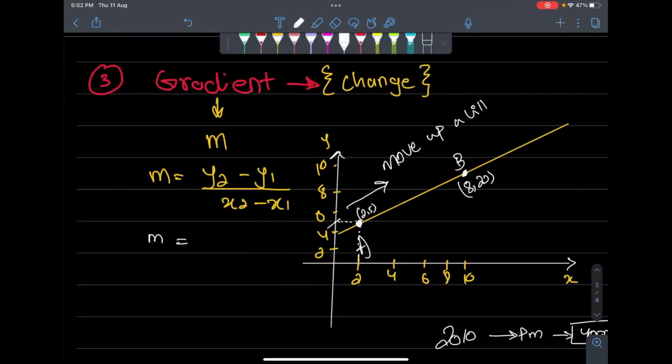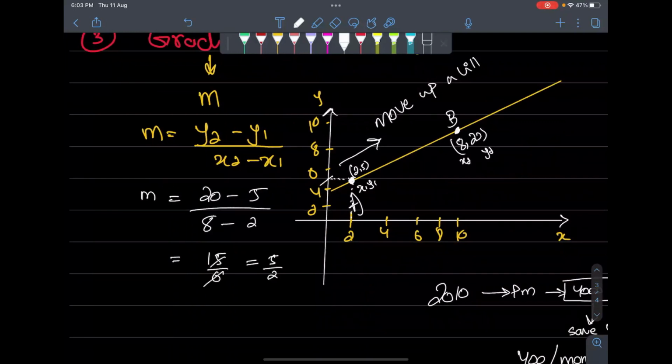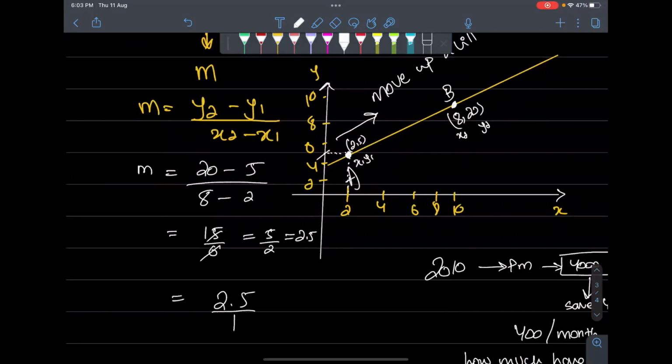y2 minus y1 is basically the difference of y coordinates. So let's say this is x1, y1, x2, y2. So 20 minus 5 upon 8 minus 2. So this is 15 upon 6, which is 5 upon 2, which is 2.5. Now, what does 2.5 mean over here? That is what I want to explain. Can I write 2.5 as 2.5 upon 1?